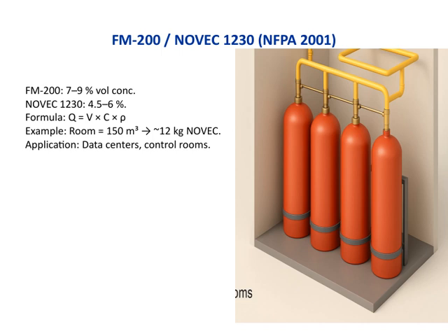To better understand how these concentrations translate into actual amounts needed, we can use a simple formula. Q equals V times C times rho. Here, Q is the amount of agent in kilograms, V is the volume of the protected space, C is the concentration, and rho is the density of the agent. For example, if we have a room that's 150 cubic meters in size, the calculation shows we'd need approximately 12 kilograms of NOVEC 1230 to effectively protect it.